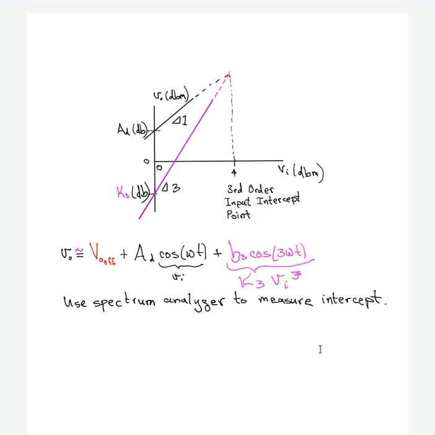Often amplifier manufacturers give you a specification to try and denote how linear their amplifiers are. One spec would be to give you the harmonic distortion, but often they give you this other measurement too, called the third order input intercept. So what do they mean by that?